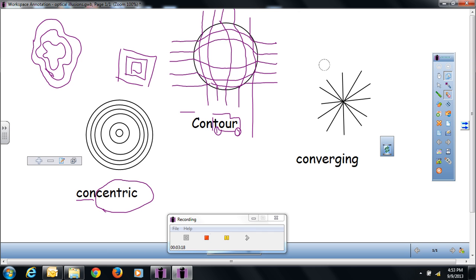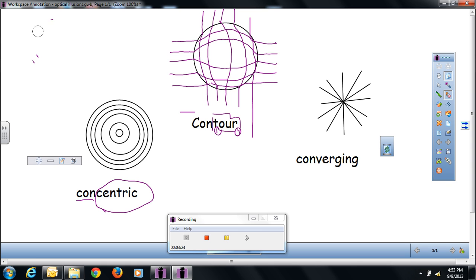Alright, the next con in optical illusion is called converging. Converging lines come together at one point, and you also see this in one point perspective. What I do with converging, I want you to exaggerate the V and put a dot there, so you remember that converging comes together at one point, like the V.